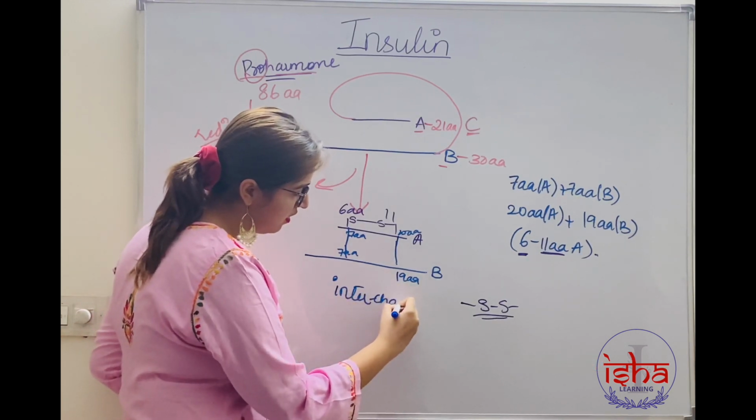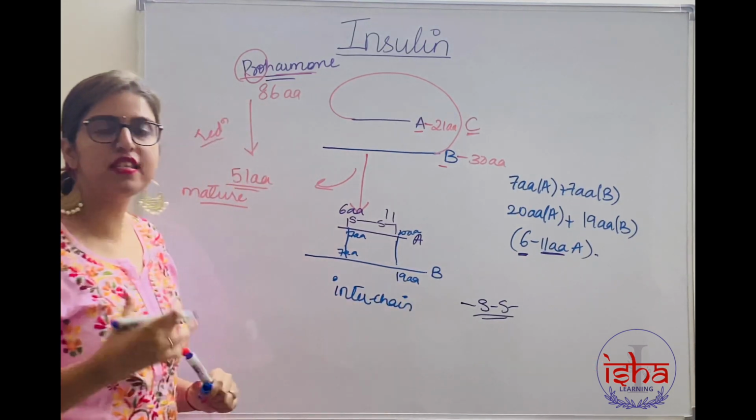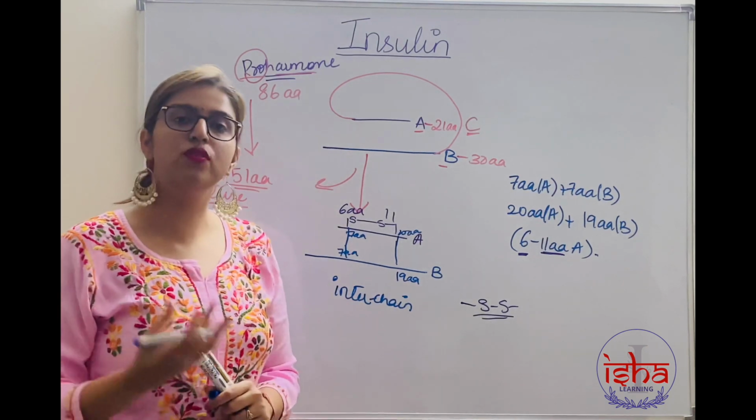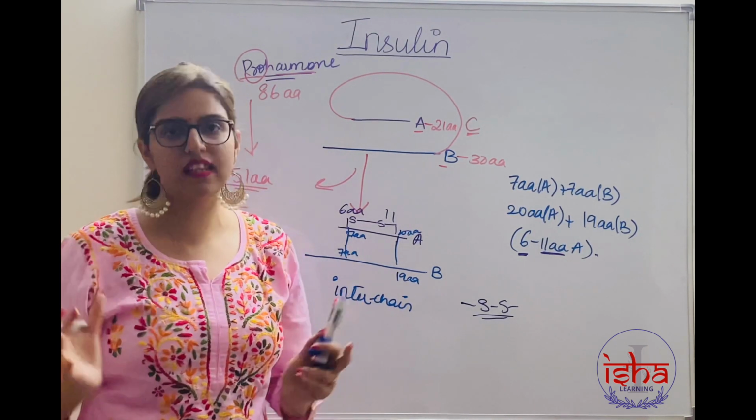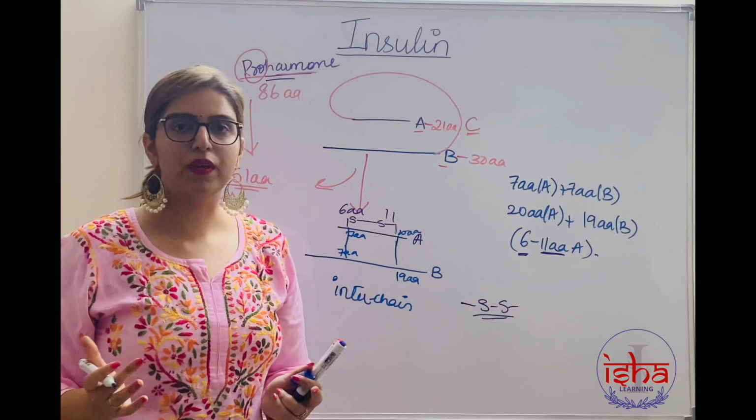So the bonds between the A chain and B chain will be called interchain. Like we have an intrastate competition, right? Those of you who are keen on games would know intrastate means within the state, at the district level.